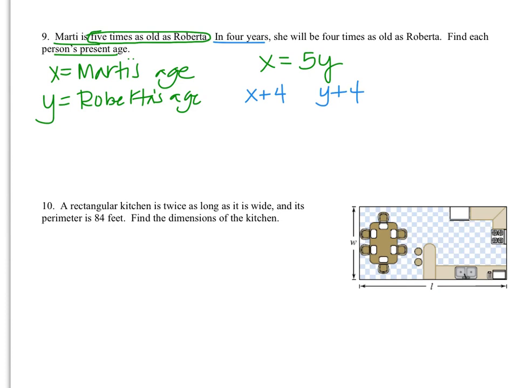And now let's compare their ages to each other. It says in 4 years, she will be 4 times as old as Roberta. 4 times means we're going to have to multiply Roberta's age by 4. But here's where it's tricky. If we set Marty's age equal to the new Roberta's age, we have to take 4 times what her age is in 4 years. Not 4 times what her age is now. So the parentheses are pretty significant in this problem. And again, now we have our system. Solve using substitution or elimination. Once you find your 2 numbers, see if it makes sense in the green row and in the blue row.